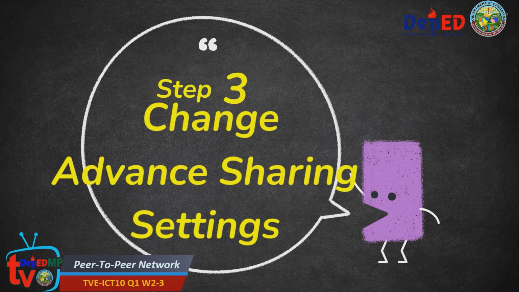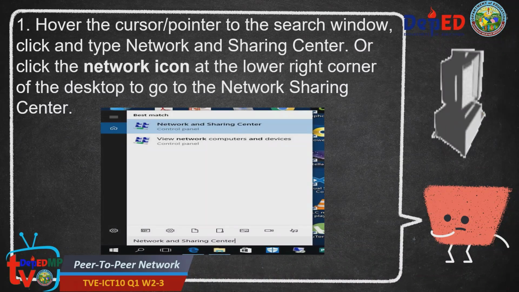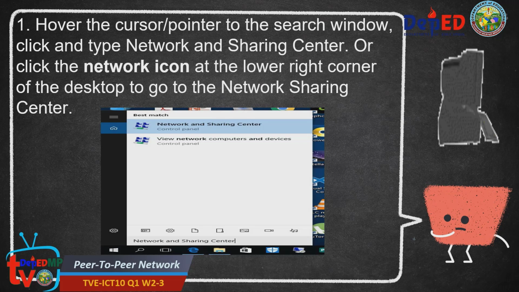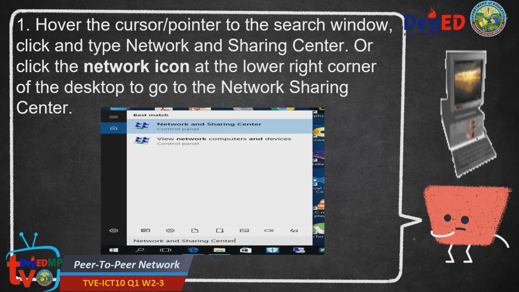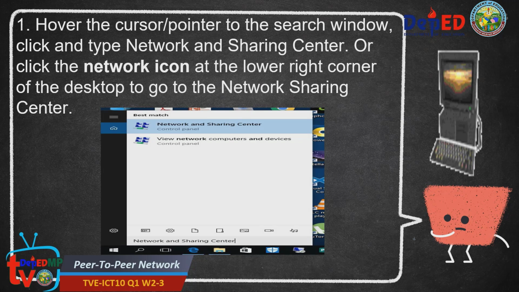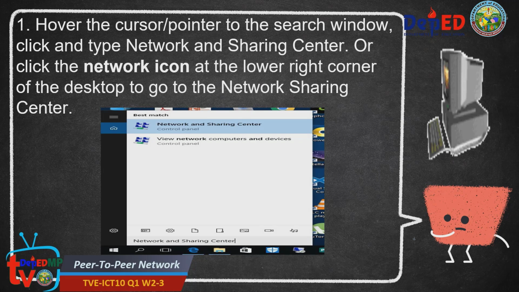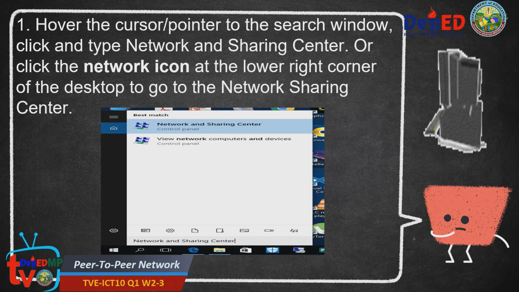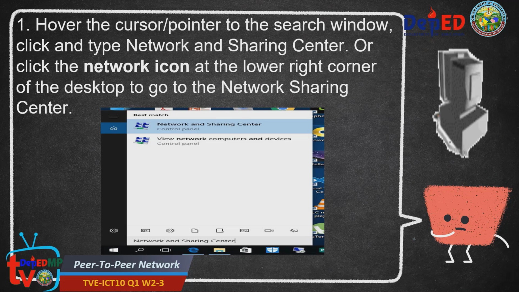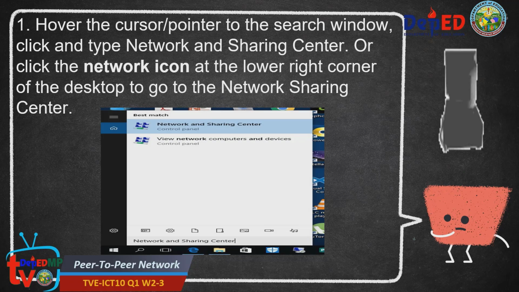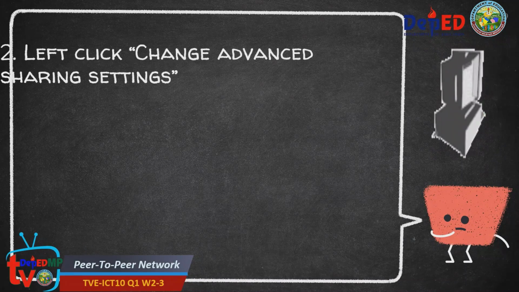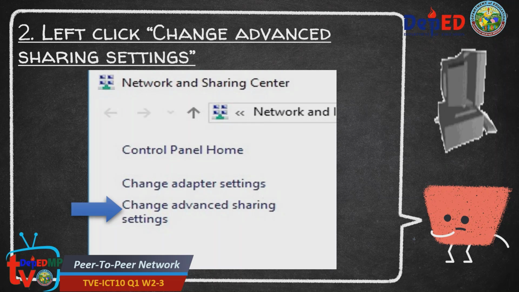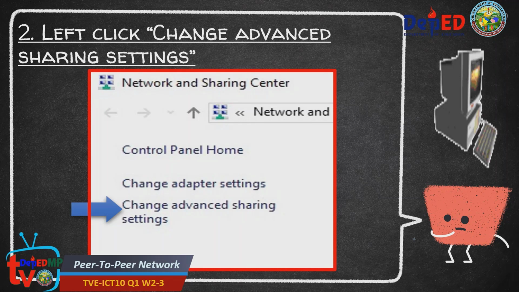Step 3. Change advanced sharing settings. Number 1. Hover the cursor or pointer to the search window. Click and type Network and Sharing Center, or click the network icon at the lower right corner of the desktop to go to the Network and Sharing Center. Number 2. Left-click Change Advanced Sharing Settings.